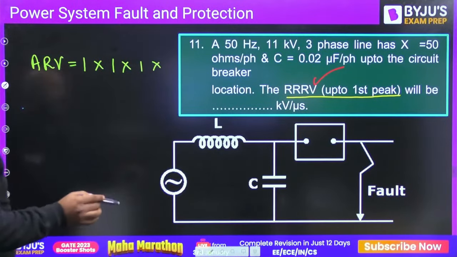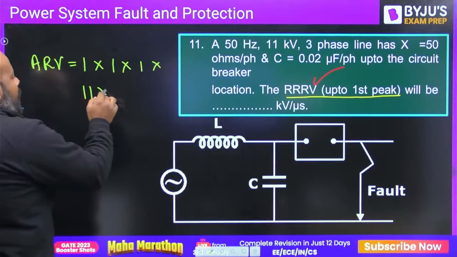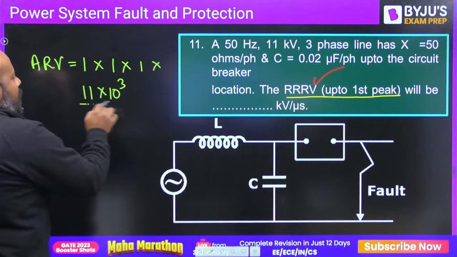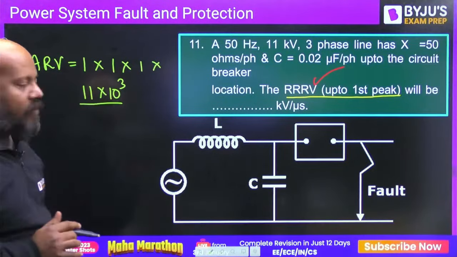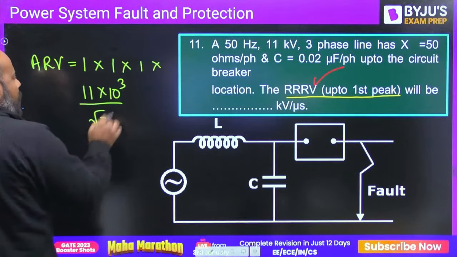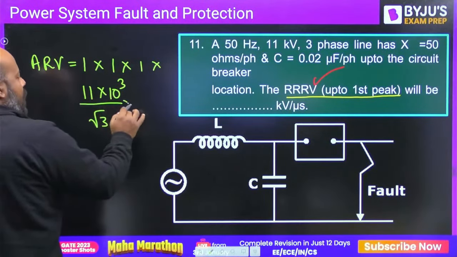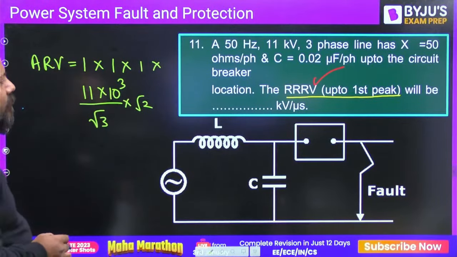Now, what is Vmax? It is given as 11 kilovolt, but 11 kilovolt is the line RMS value, and what we want is the peak value of the phase. So, first we have to change it from line to phase, divide by root 3. Now, this is the RMS value of the phase, multiply by root 2 to get the peak value. This is how you change it.